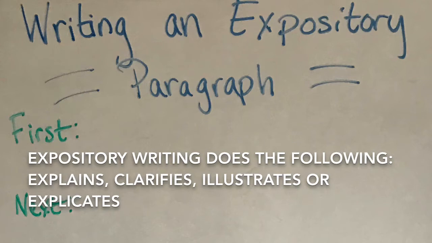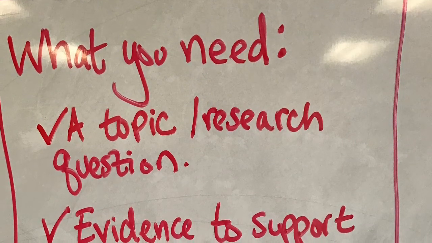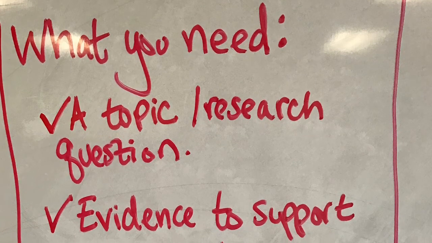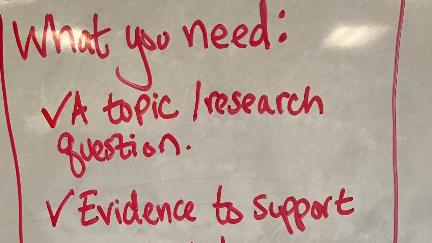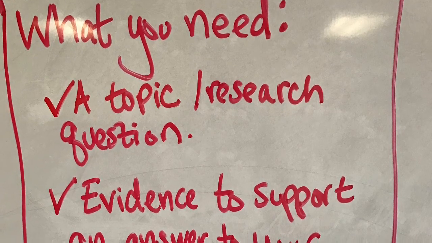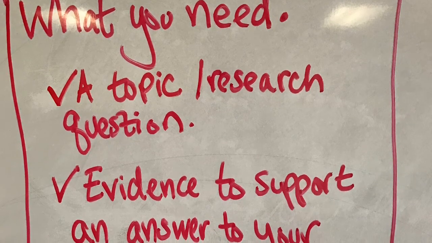And you are going to need two things for this. You're going to need a topic. Your teacher may or may not have provided that for you, or at least guided you in the right direction. You're going to need a research question. Hopefully you're at the point where you can come up with your own research questions. A research question guides you in the right direction on what you're answering, what you're writing about.